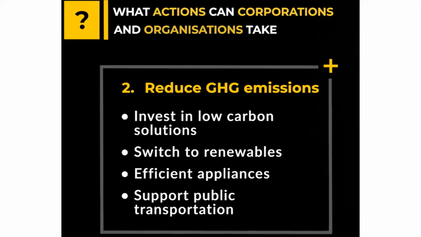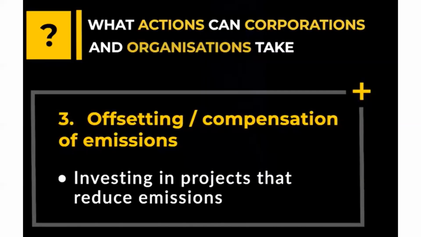But the point here I was trying to make is that even organizations can support employees, for example, who use public transportation, and create incentives for them. That way you're reducing the global greenhouse gases. The third thing is offsetting or compensation of emissions. All right, offsetting or compensation of emissions, which basically means investing in projects that reduce emissions.